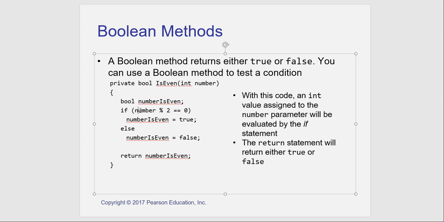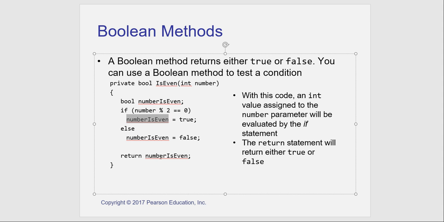So if the number, let's say I did 2, mod 2. Now mod means to divide the number by the other number, but just give us the remainder. So 2 divided by 2, the remainder is 0. If 2 divided by 2 has no remainder, that's what mod returns. The result is exactly equal to 0, because 2 is an even number, and therefore we assign the true Boolean expression to our new Boolean variable here.